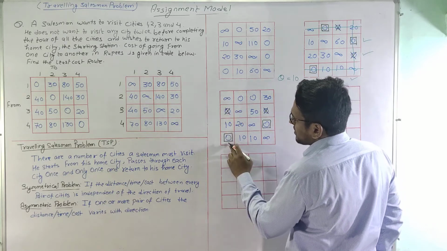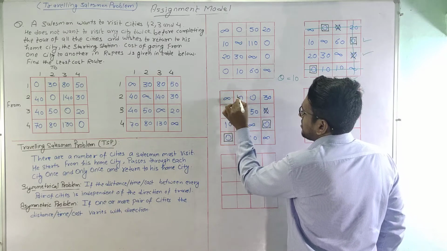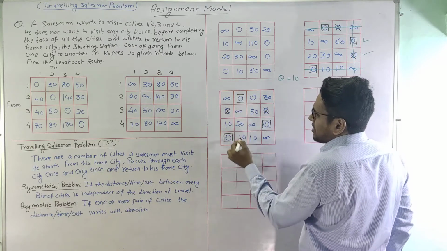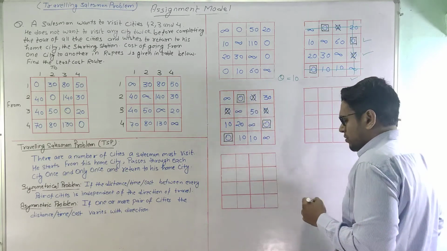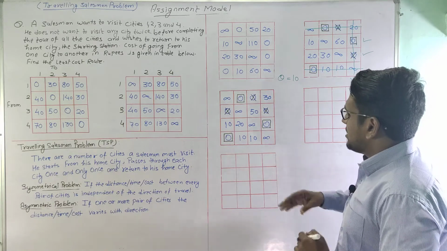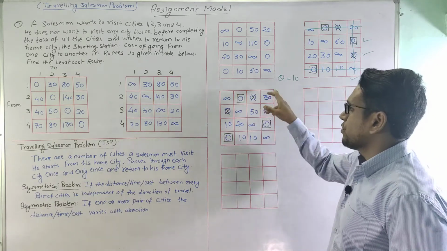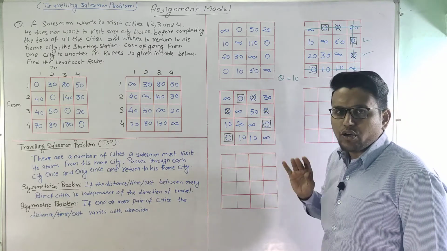Column 1 is already assigned. Column 2 has a single 0, so we will assign this 0. And once this 0 is assigned, no more assignment can be done in this column and in this row. So this 0 will also get crossed out. Now in this matrix also we have 3 assignments in a 4 cross 4 matrix. This shows that our solution is still not optimal.